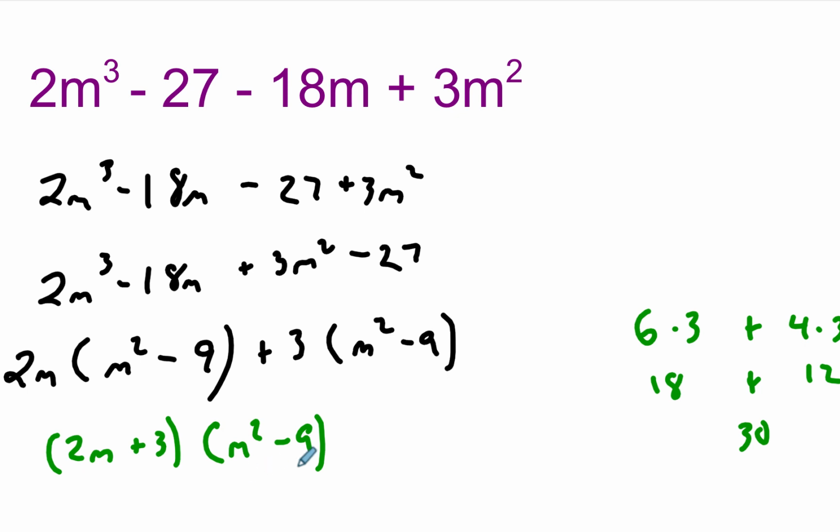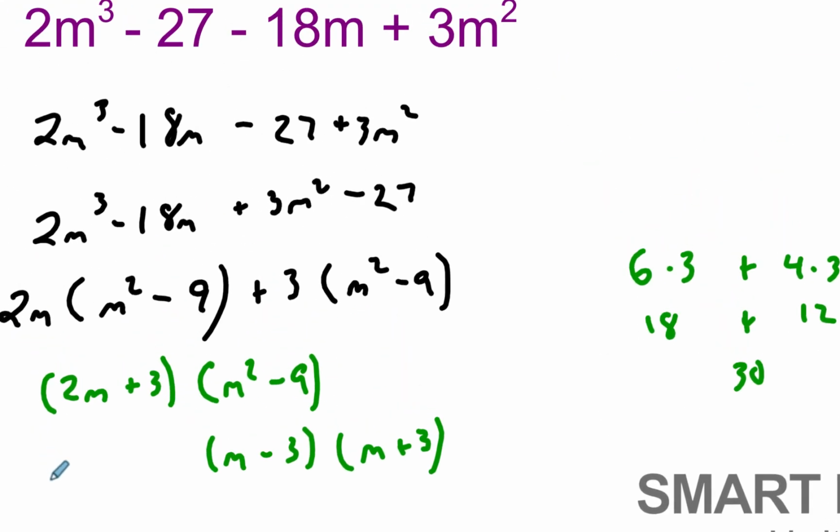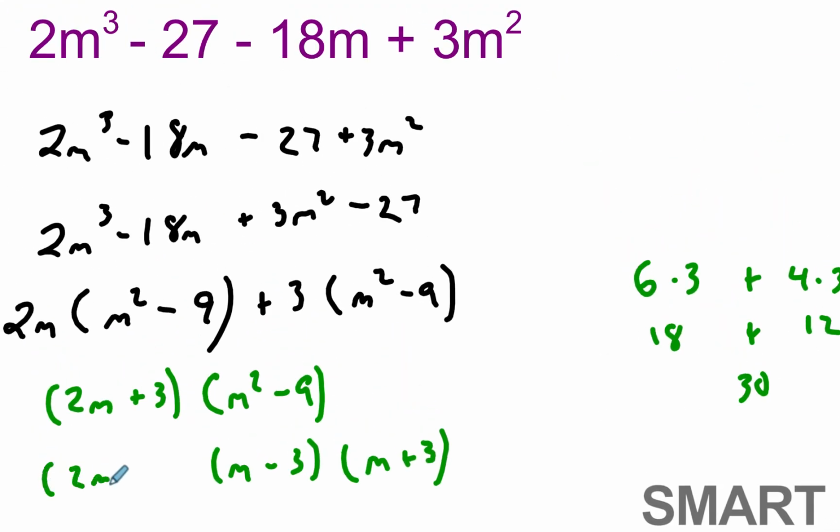Now, we can take this another step further. If you notice it says m squared minus 9, I can actually break that down because it's a special case where you can take the square root of m squared, and you can take the square root of 9. And so we get m minus 3 and m plus 3. And you also have 2m plus 3 right here.